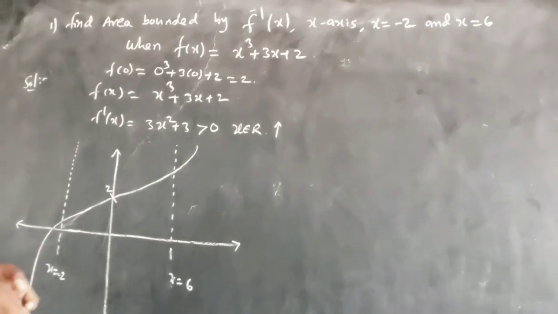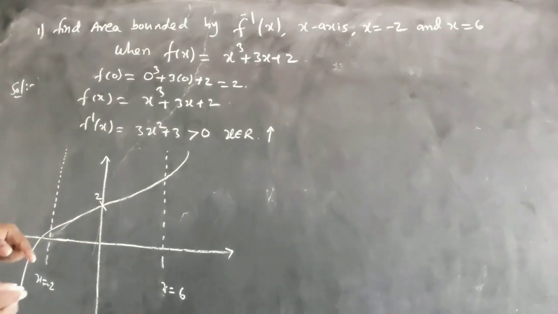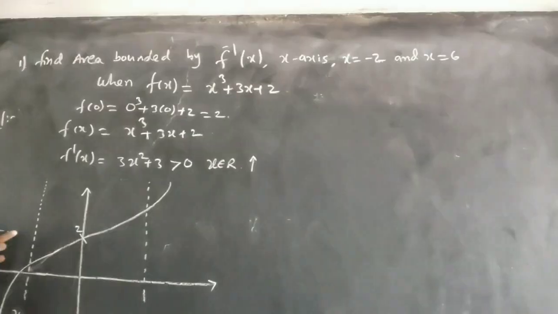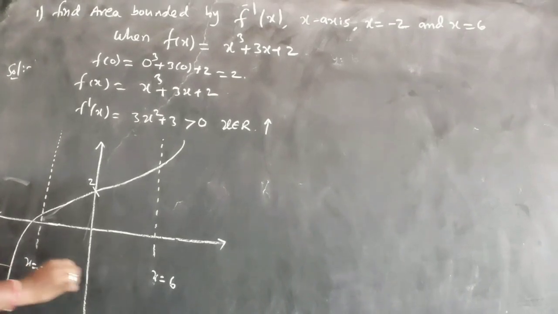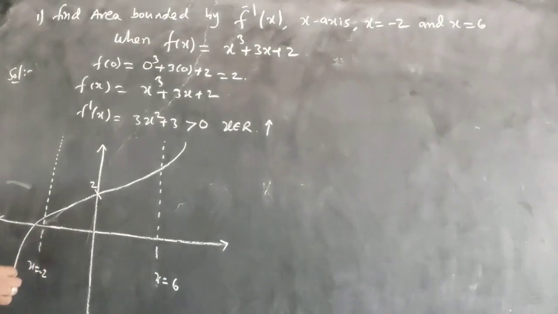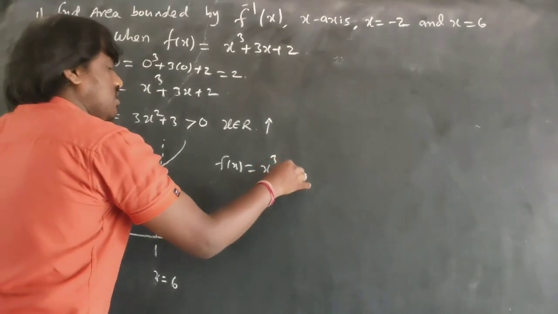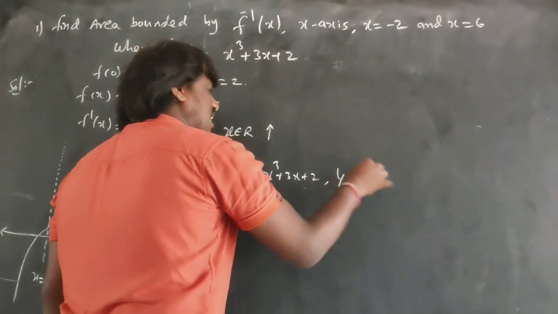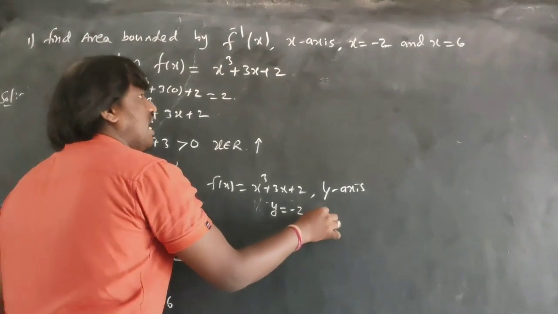Now if I want to find the inverse of the function, as I told you just before, you can deal with this question. The line is y is equal to -2. Where is y is equal to -2? It will be down. So this is the inverse function. f of x is equal to x cube plus 3x plus 2. For this, it should happen with the y-axis, and y is equal to how much? y is equal to -2 and y is equal to 6.